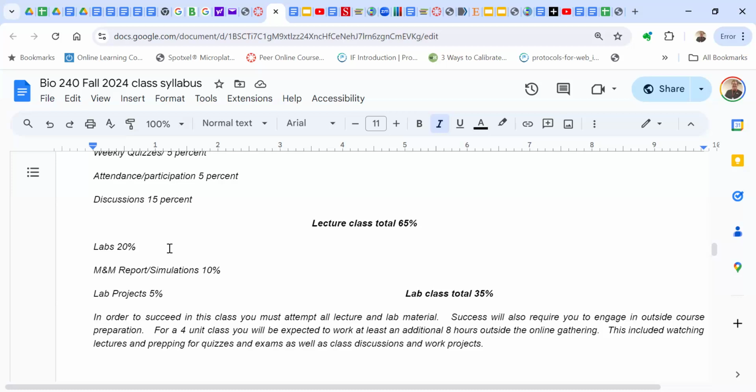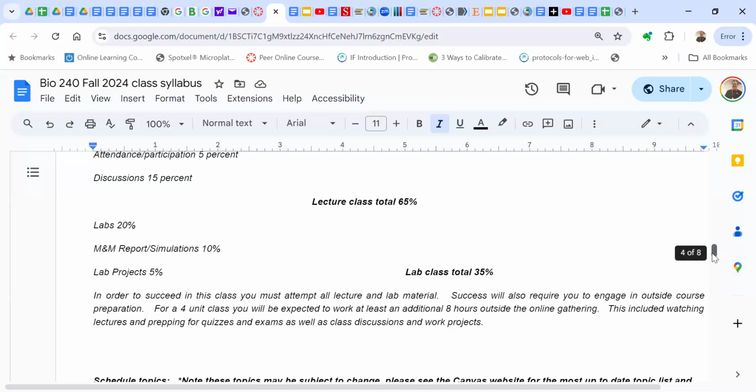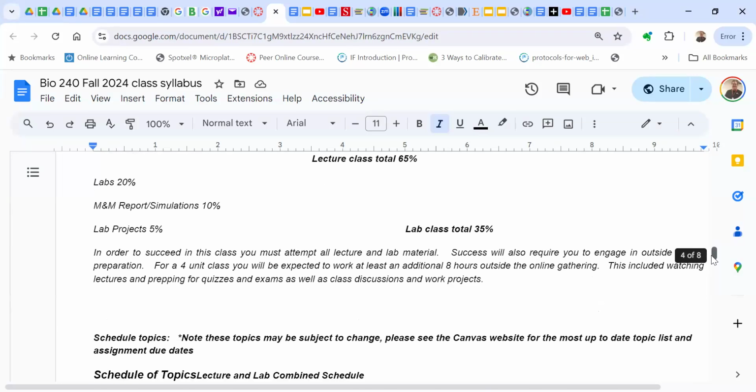And for labs, what we're going to be doing is that each week you'll be doing a lab and filling those out and learning some materials. You will be giving what we call an M&M report on a particular disease and presenting it to the classroom. And you will also have some small lab projects for about 5% of the grade.